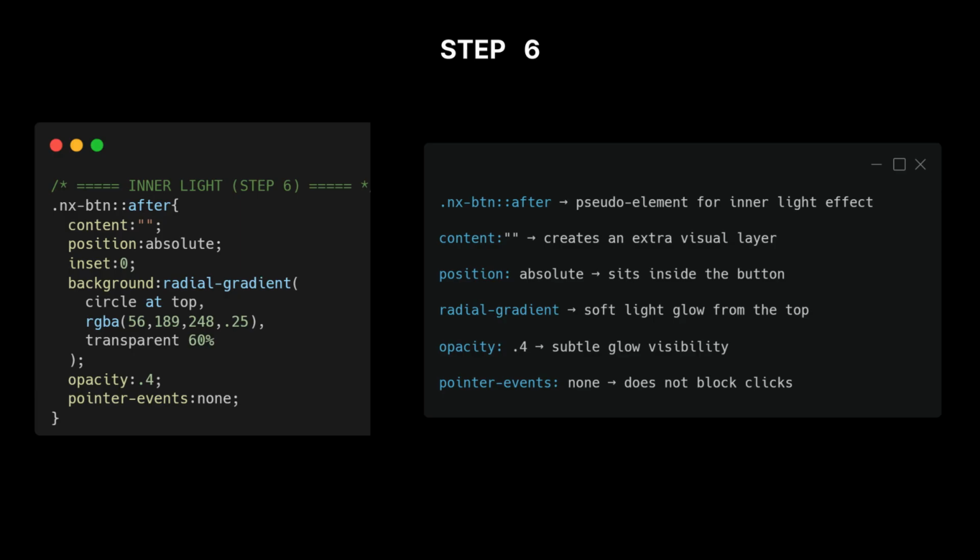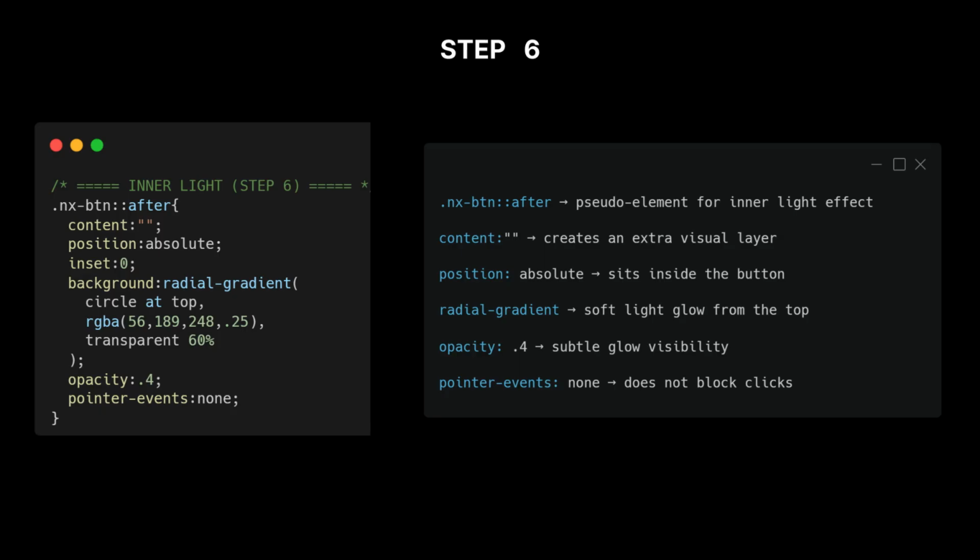Here, we use the after pseudo element to create an extra visual layer. The content property is kept empty, which allows us to add this effect without changing the HTML structure. With position absolute and inset 0, the light layer fits perfectly inside the button. A radial gradient is applied, creating a soft glow that starts from the top and fades outward. The opacity is set to 0.4, keeping the glow subtle and not overpowering.